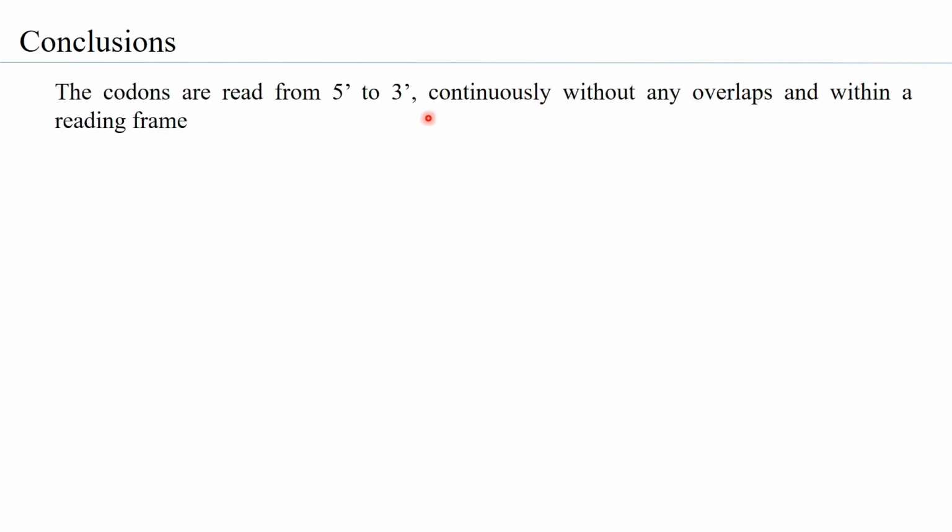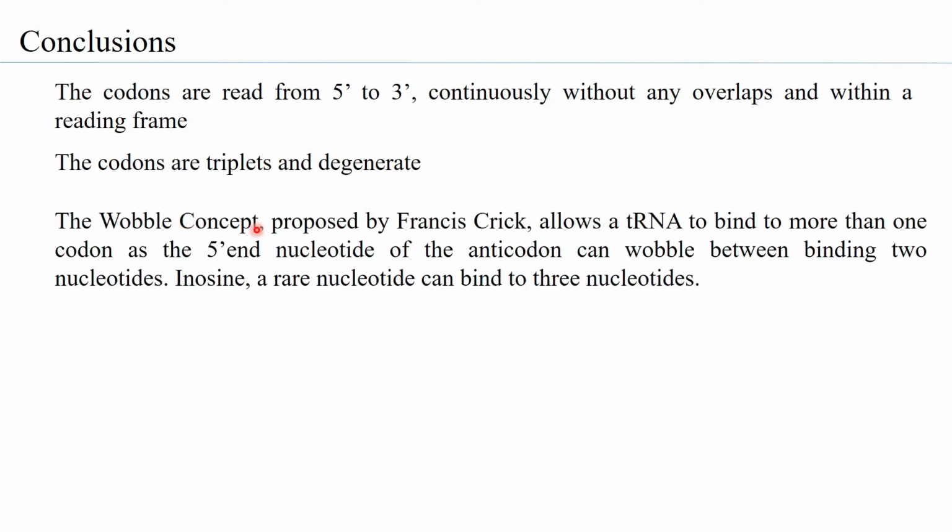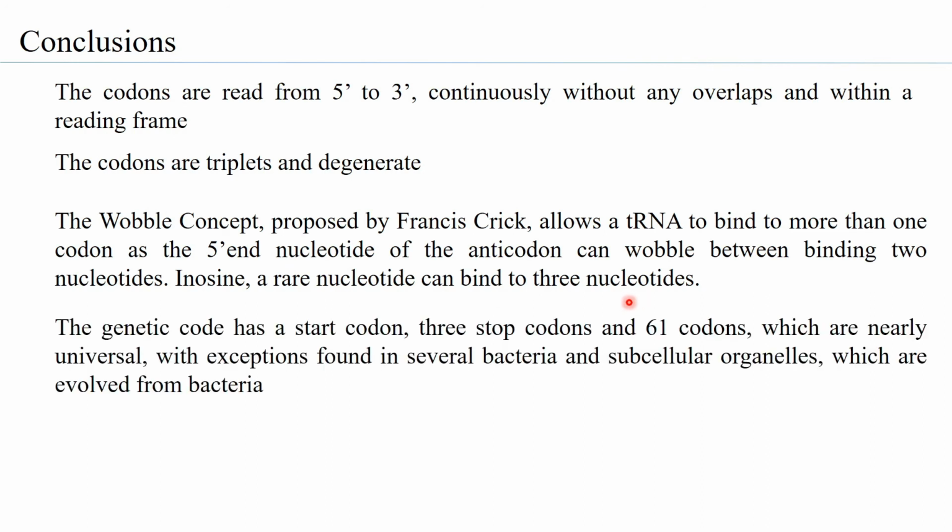The codons are read from 5' to 3' continuously without any overlaps and within a reading frame. The codons are triplets and they are degenerate. The wobble concept proposed by Francis Crick allows a tRNA to bind to more than one codon, as the 5' end nucleotide of the anticodon can wobble between binding to two nucleotides. And there is the presence of inosine in the anticodon, which is a rare nucleotide, and it has been found to bind to three nucleotides. So wobbling between three nucleotides is also possible.